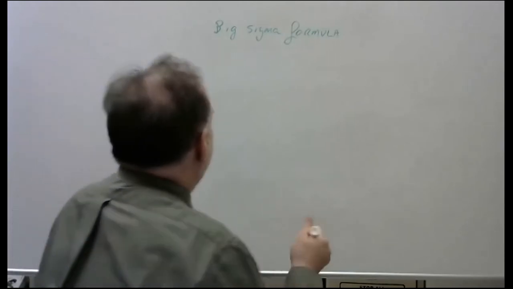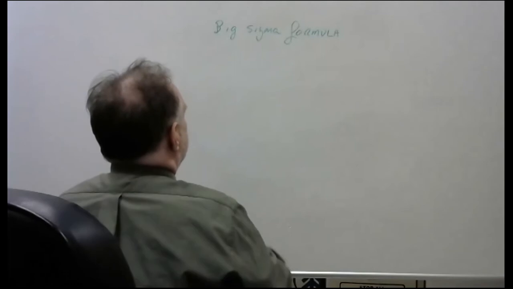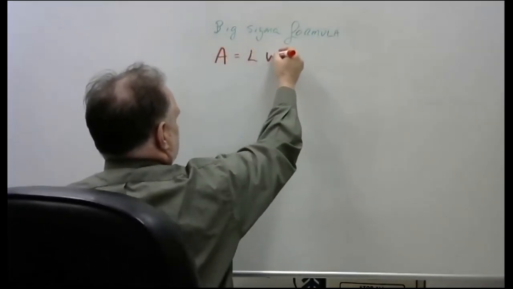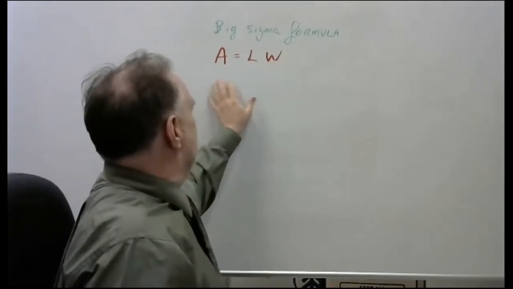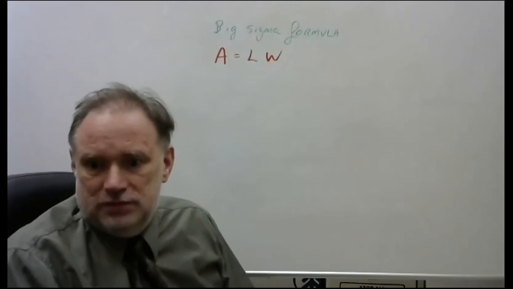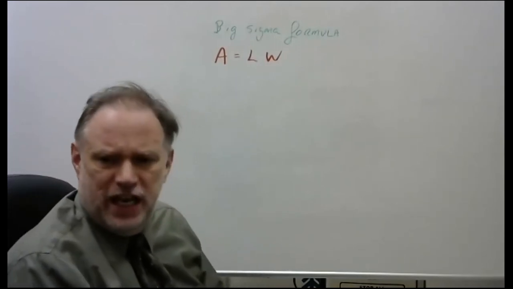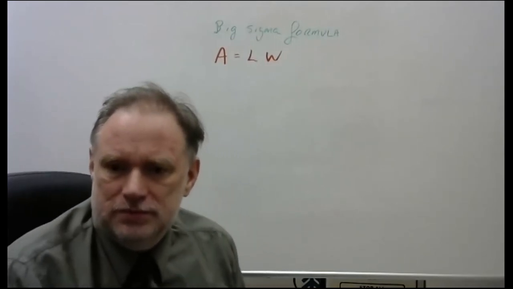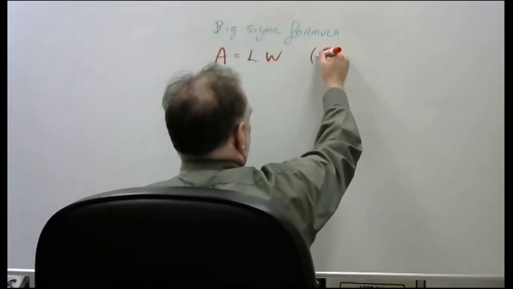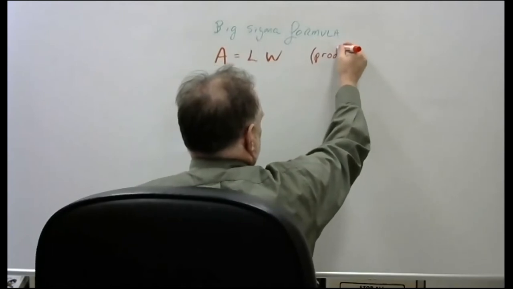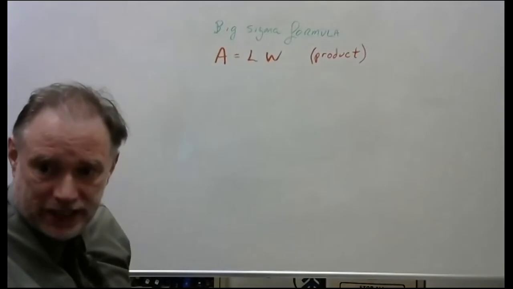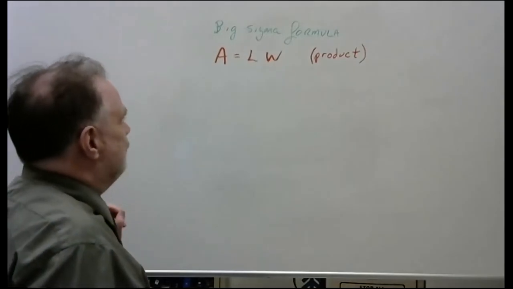So primarily, we have to look at the formula that's used to calculate. In this case, area equals length times width. And we first ask the question, what operation is involved here? Multiplication. And so this is going to be a product, and we're going to go with the product rule. That's going to tell us what to do. It's a product for each variable.